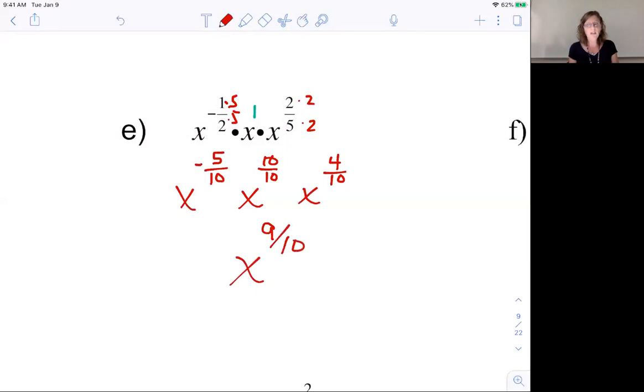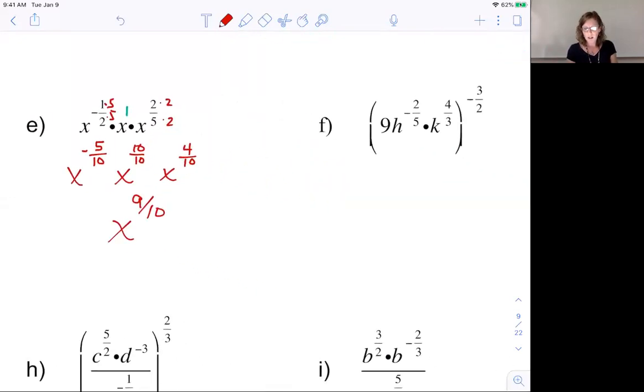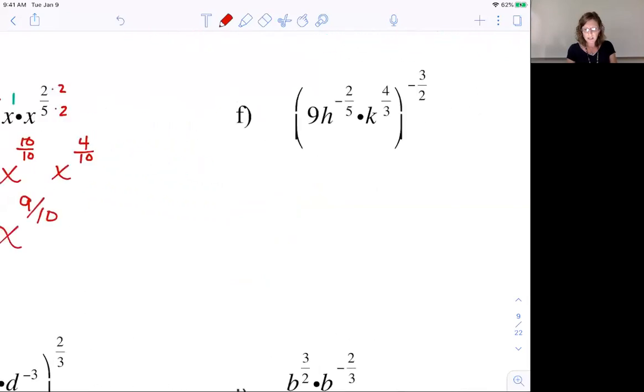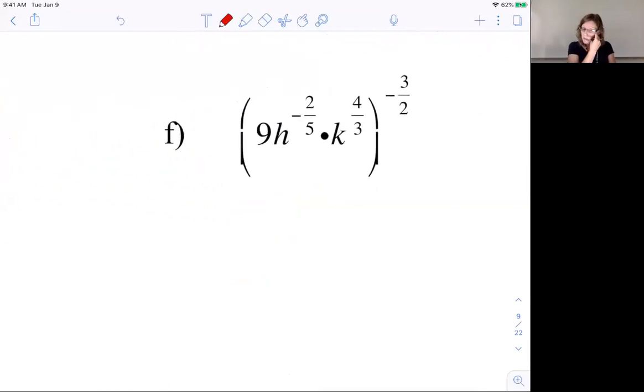And you're keeping it like that. We're going to keep it as a fractional exponent, so we're not going to do anything changing it into a radical. We're working with exponents right now. So looking at letter D, this one looks kind of interesting. There's a negative exponent on the outside. And then we have a 9, an h to the -2/5, and a k to the 4/3 inside.